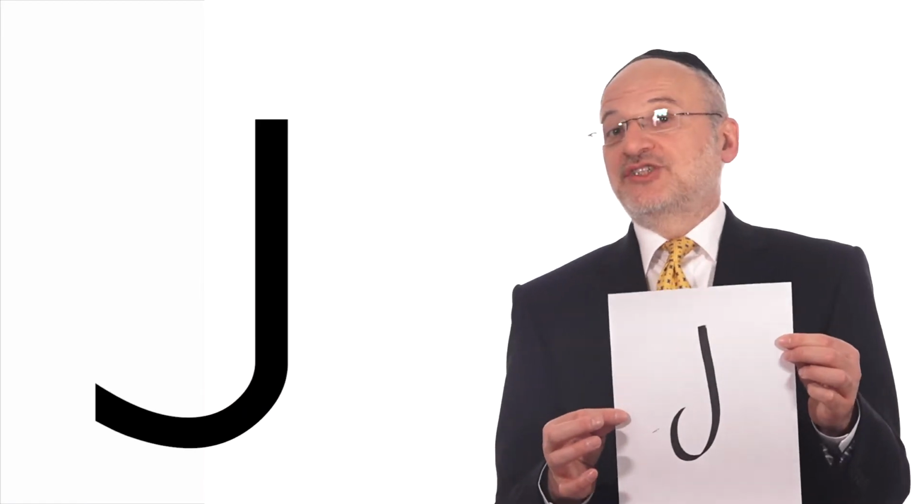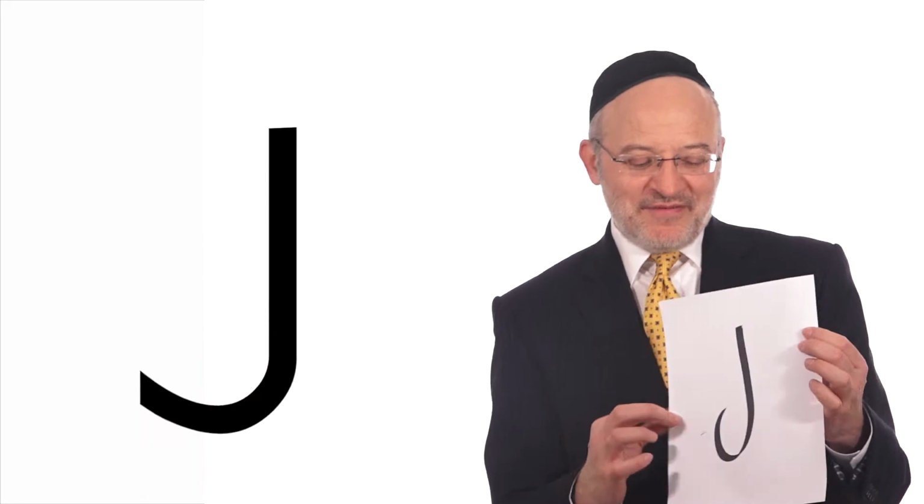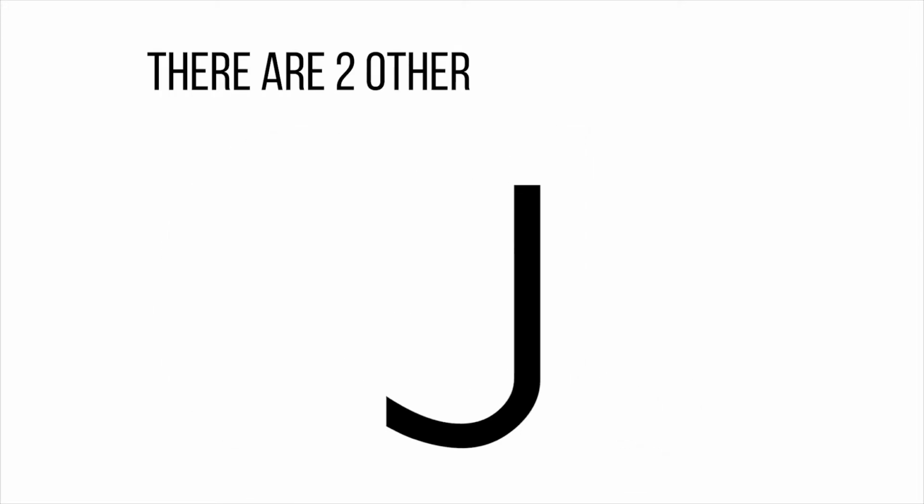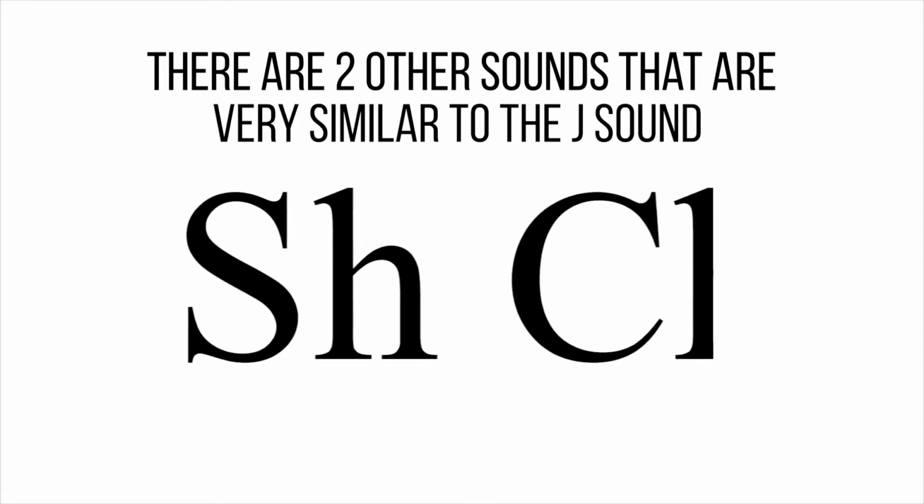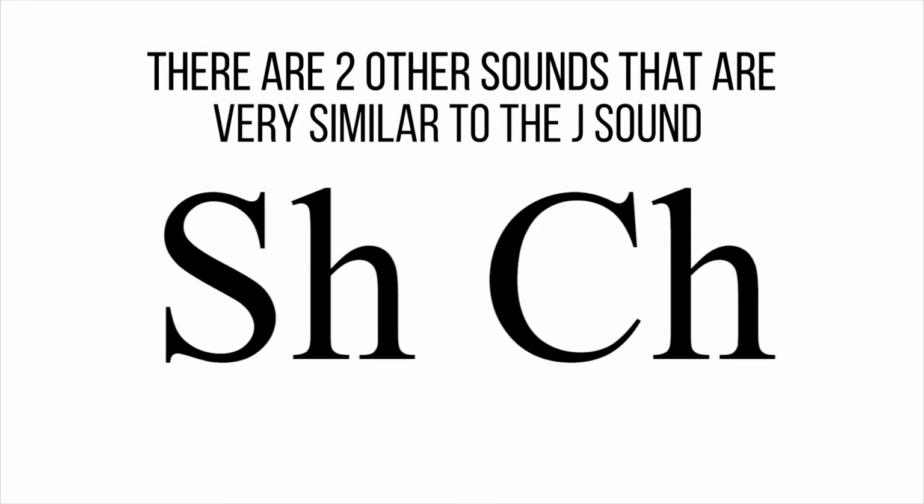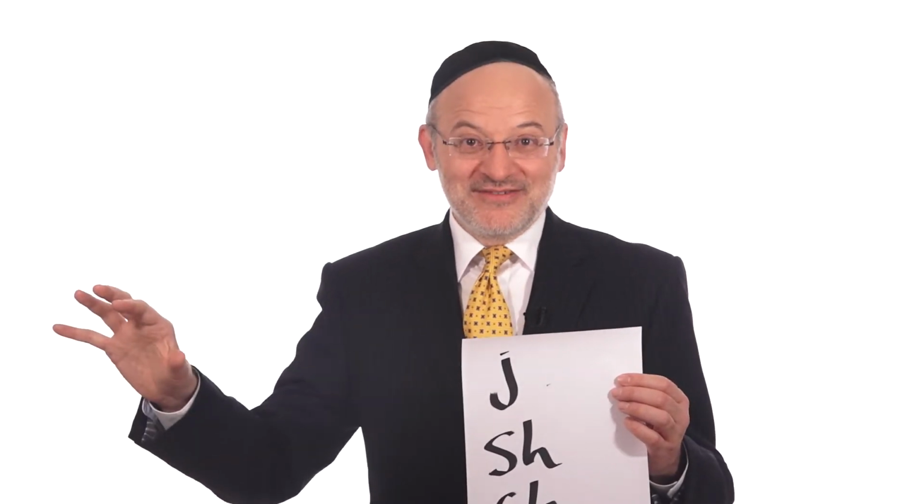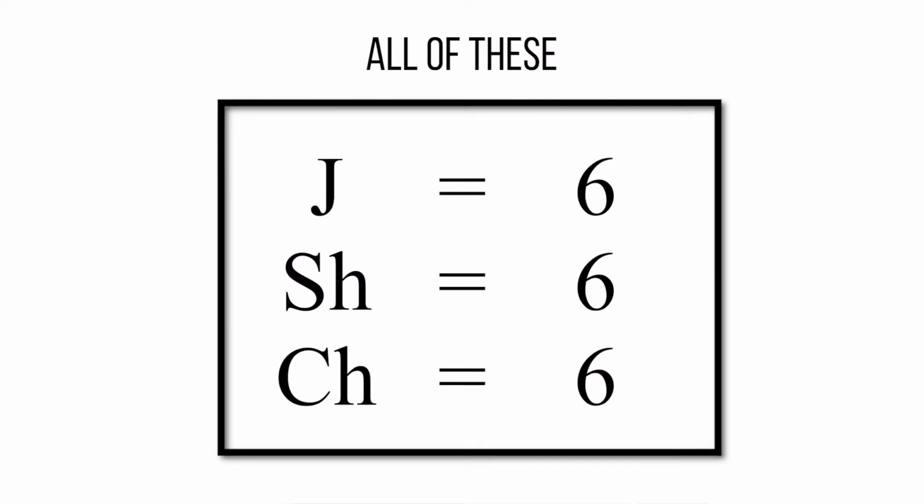How will you remember 6 is a J? Oh, that's easy because if you turn the J around, it looks like a 6. Because this is a phonetic method, there are two other sounds that are very similar to the J sound, and that is SH and CH. So J, SH, and CH are all interchangeable because they have almost the exact same sound. Your ear can almost not tell the distinction between them. J, CH, like D, T, right? So all of these actually equal 6.